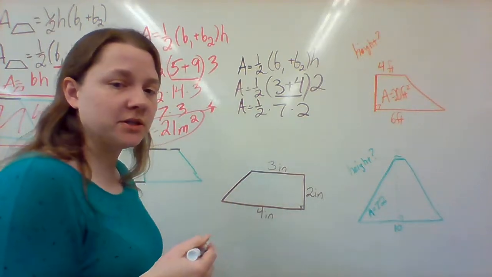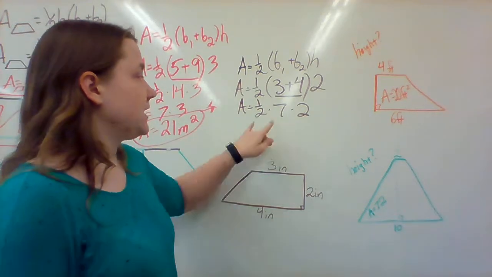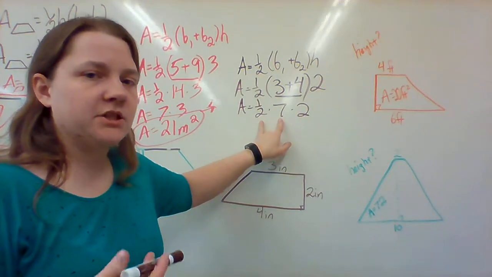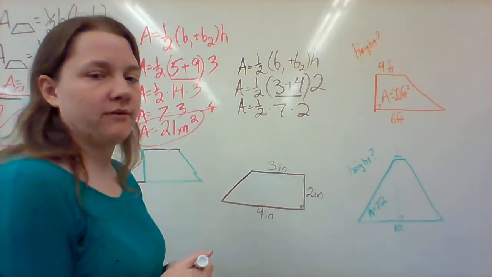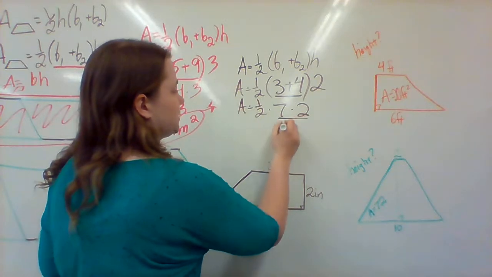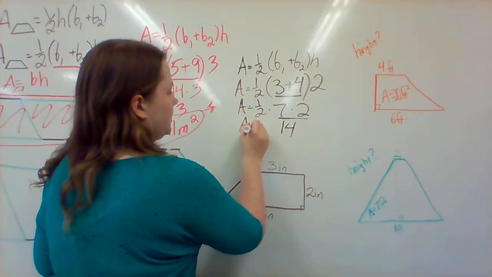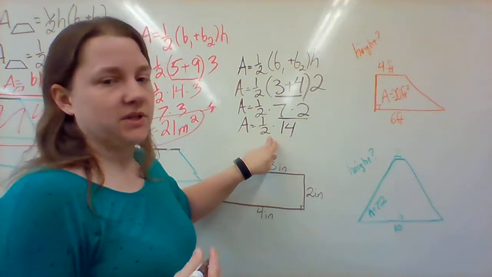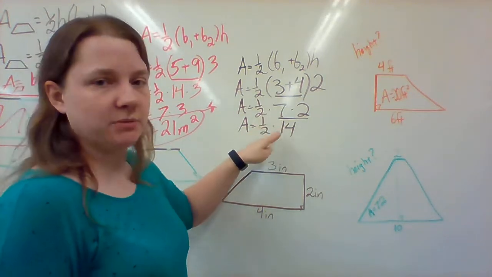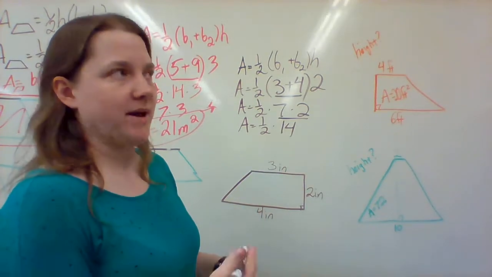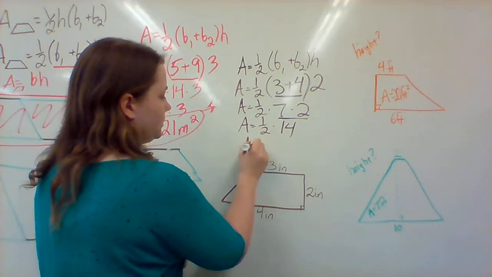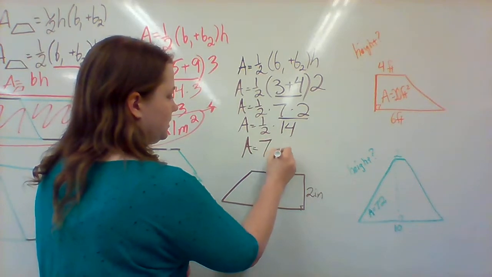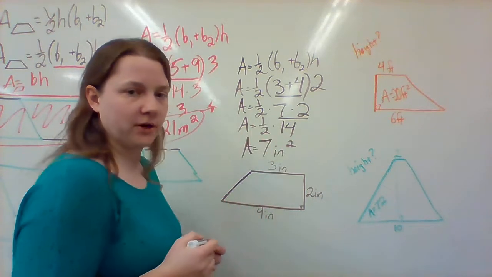Now I'm at a part where I could multiply 1/2 times 7 first and get rid of that 1/2, but 7's not even. So I'm going to hold off, and I'm going to multiply 7 times 2 first, which is 14. A equals 1/2 times 14. And then, what's 1/2 of 14? Well, I just multiplied it by 2, so dividing it by 2 will get me back down to 7. So my area will be 7 inches squared.